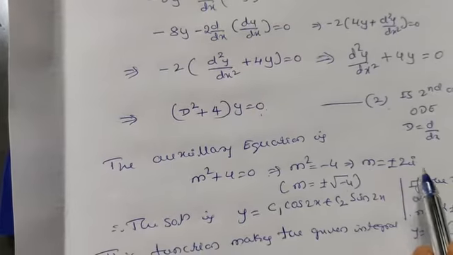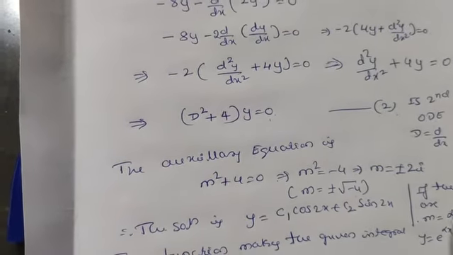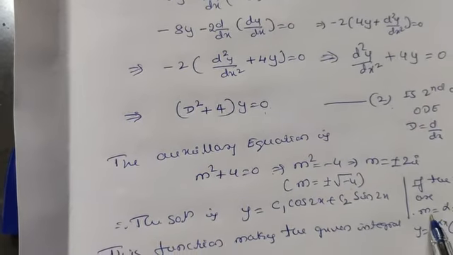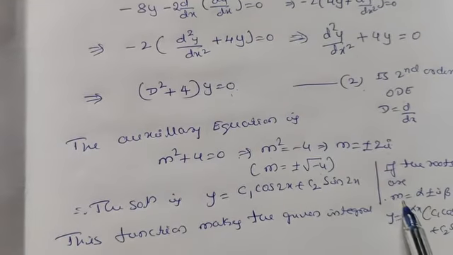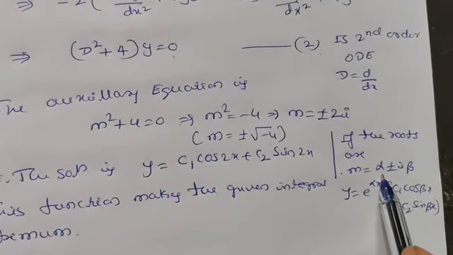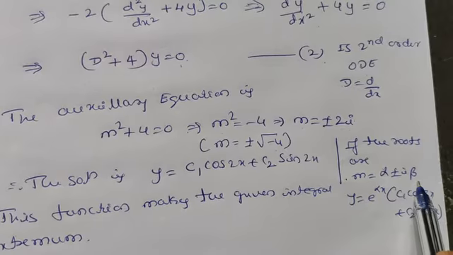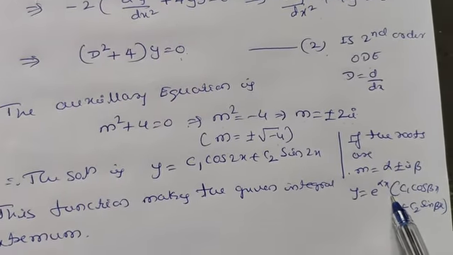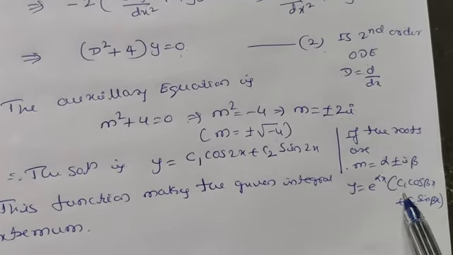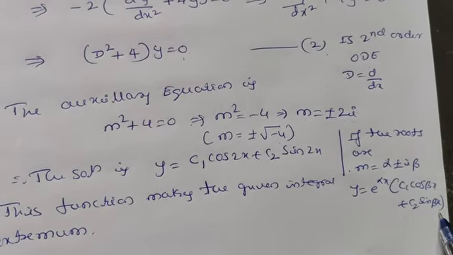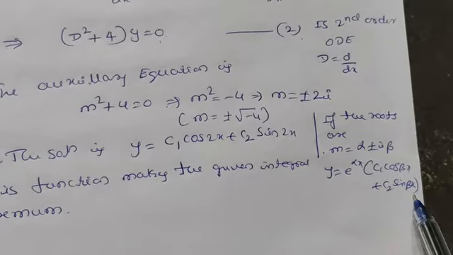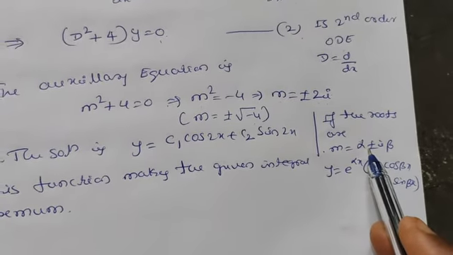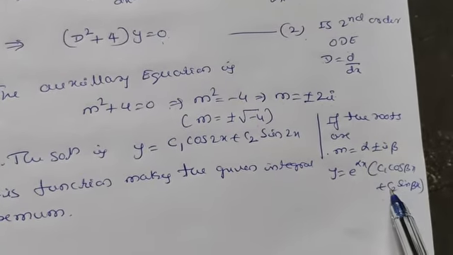And you know the solution when the roots are in the form of complex form, that is m is equals to alpha plus or minus i beta. Then the solution is, we know y is equals to e raised to alpha x into bracket c1 cos beta x plus c2 sin beta x. This is the solution when the roots are in the form of alpha plus or minus i beta.